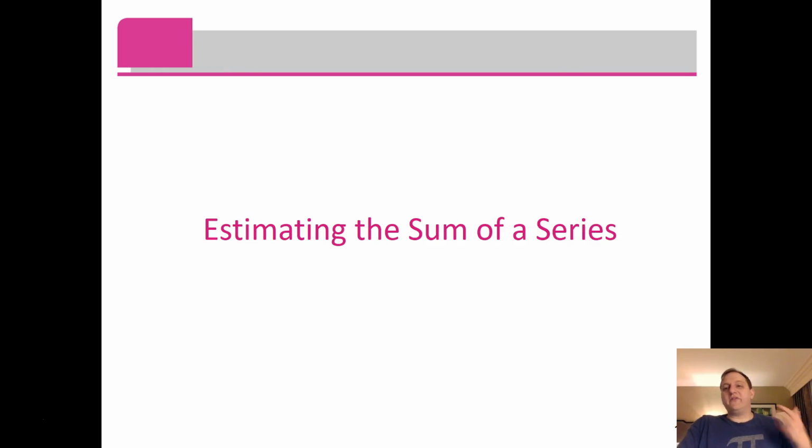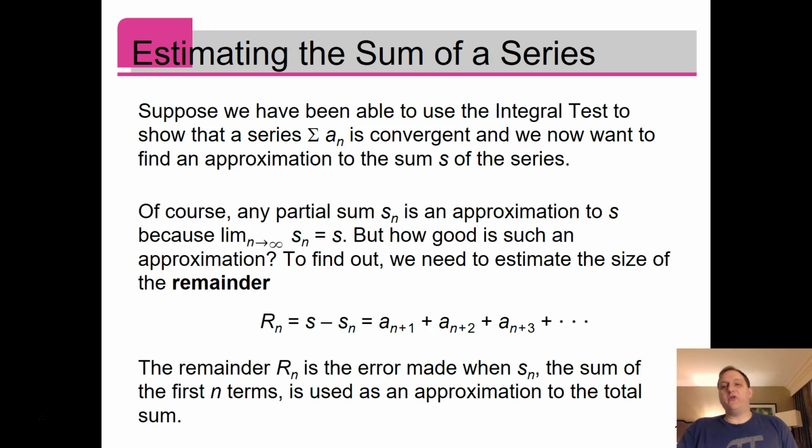All right, so now the question is, can we use the integral test to actually help us estimate the sum of a series? It turns out that we can. Let's suppose that we've done the integral test. We know that the series is convergent. We want to find an approximation for the sum. Well, the first thing is, the integral seems like it might be a good approximation for the sum. Yeah, it's a bound, so it's an approximation. But any partial sum is also an approximation.